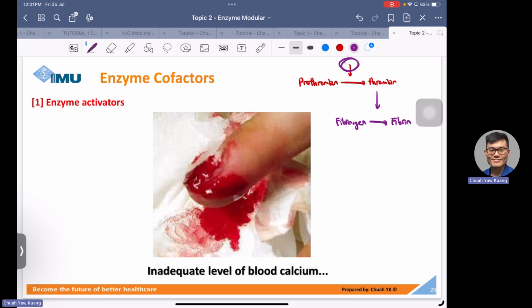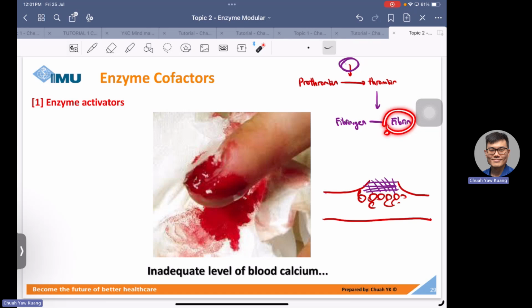So let's say this is the blood vessel, with a break in the blood vessel. Once these fibrin strands are formed, they will form a web like this. Now the red blood cells cannot go out. The red blood cells will stick here and form a clot. So that is the fibrin.